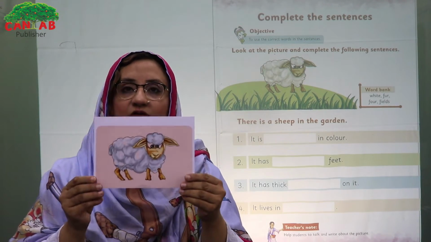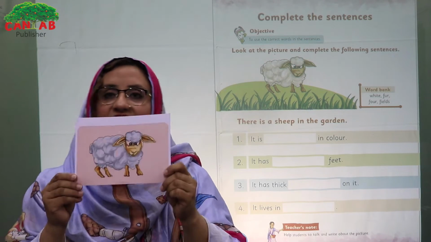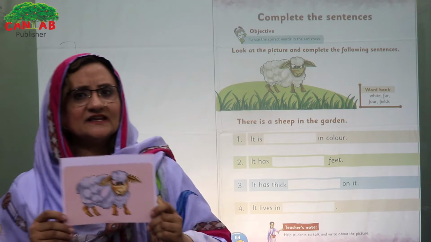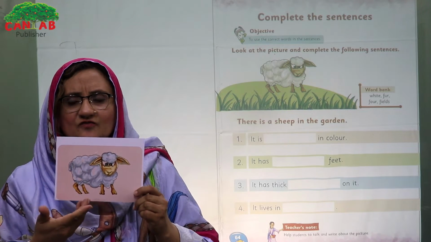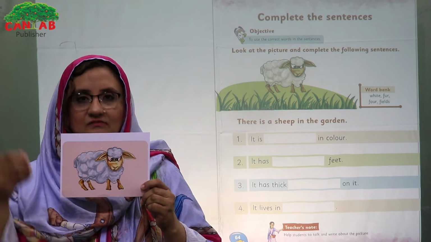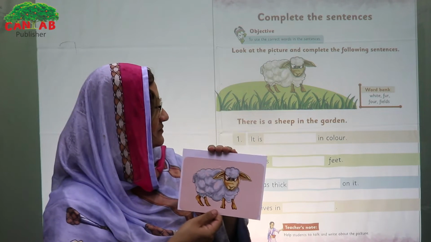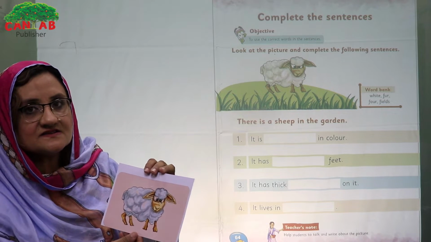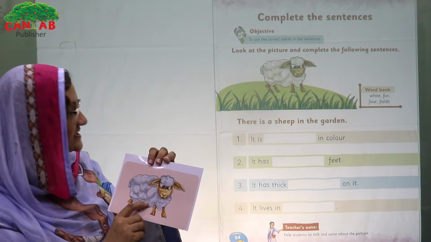Students, look at here. What is this? It is a sheep. Good. Do you like to see a sheep? Can you tell me how it speaks? What is the sound of a sheep? Baa, baa. Okay, it is a sheep. Can you tell me what is the color of the sheep? It is white in color.